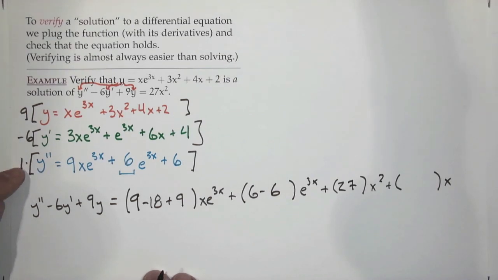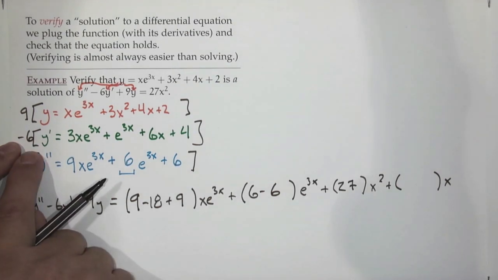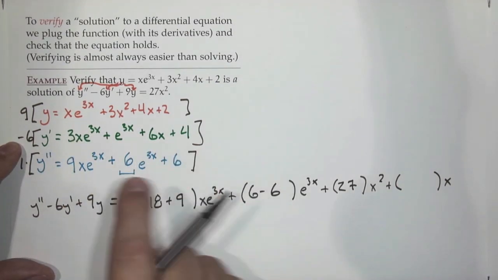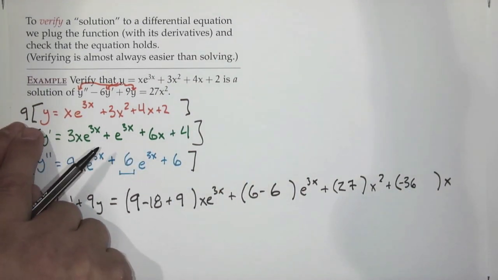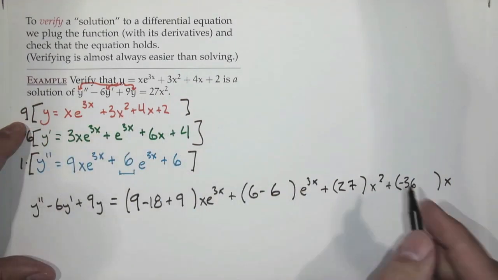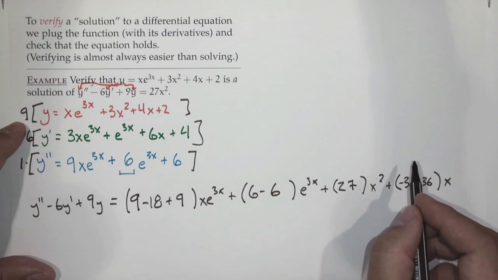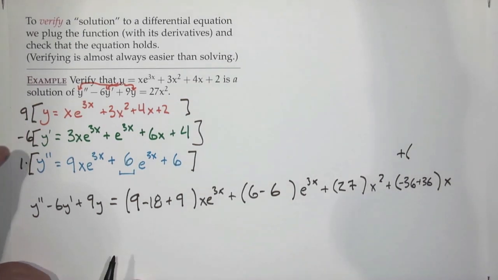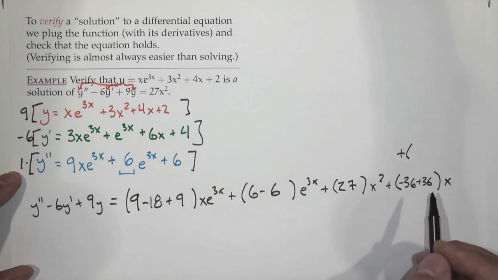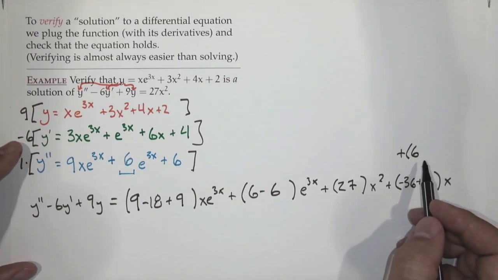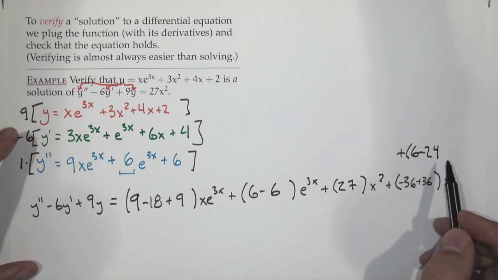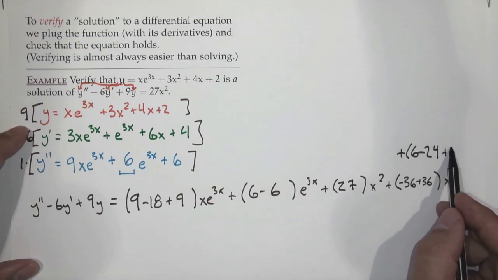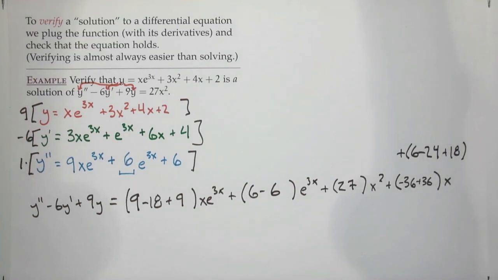All right. How about for x? What do we have? Well, none for y double prime. How about here? Negative 36, right? Negative 6 times 6. Negative 36. How about from the y term? Positive 36. And since we're running out of space, we'll go up. Okay, constants. From the y double prime, we have 6. y prime: negative 24. And then from the y, plus 18.